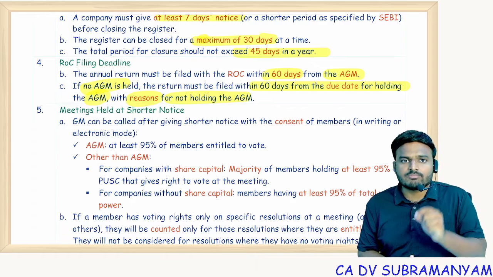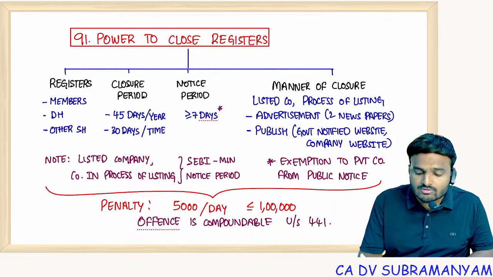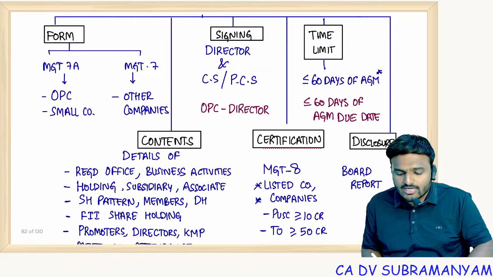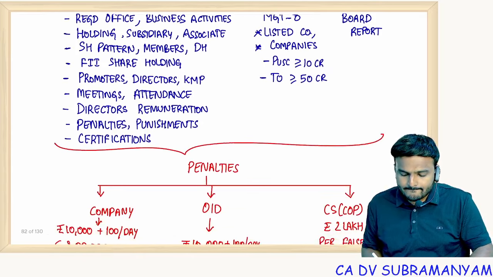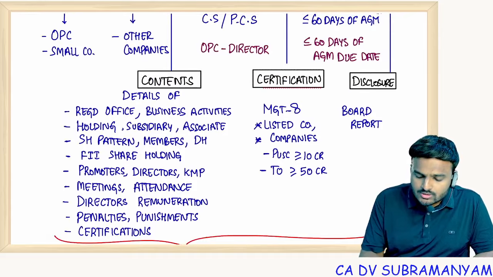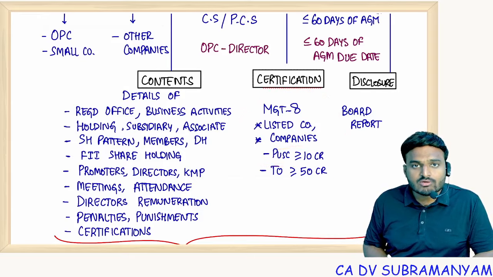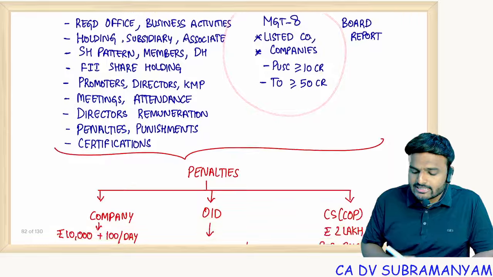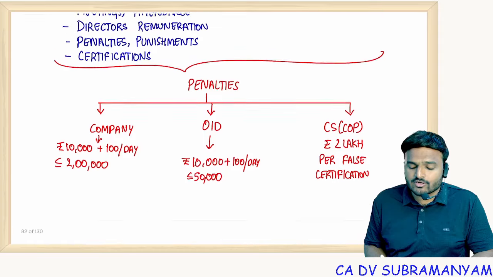Clear? Remember this limit. Also remember MGT 8, certification of annual returns. To whom is certification of annual returns applicable? It is applicable to listed companies, companies with paid up share capital of 10 crores or more, or turnover of 50 crores or more. MGT 8 is certified by a CS holding a certificate of practice.